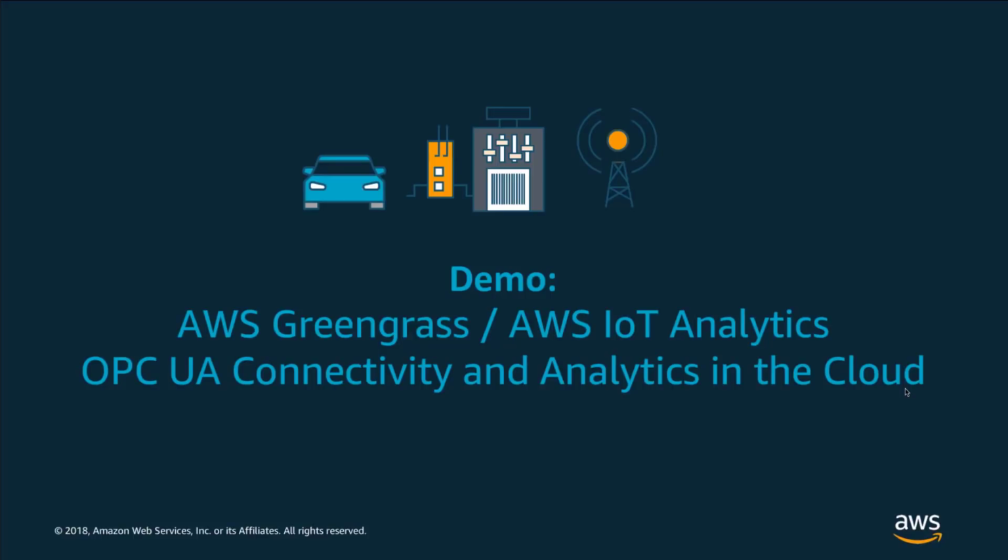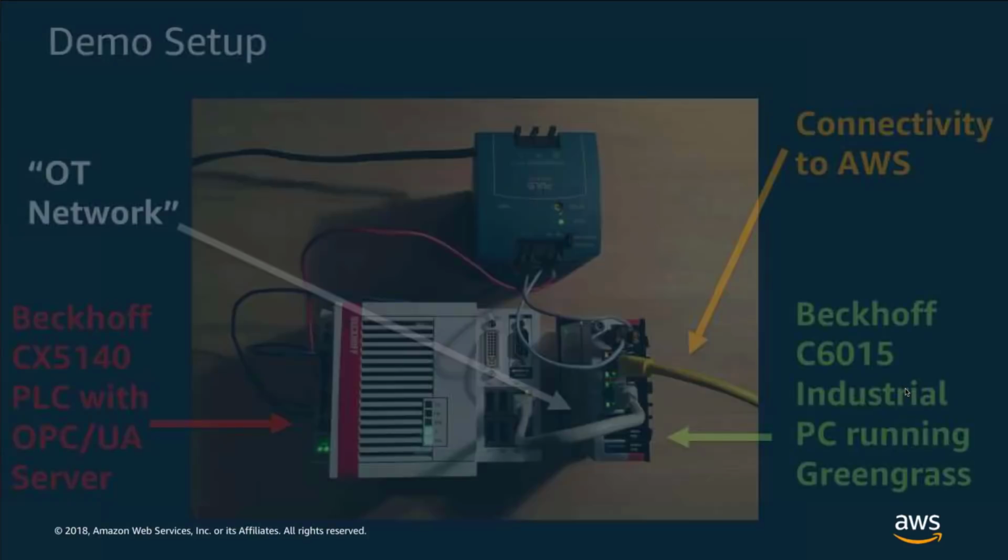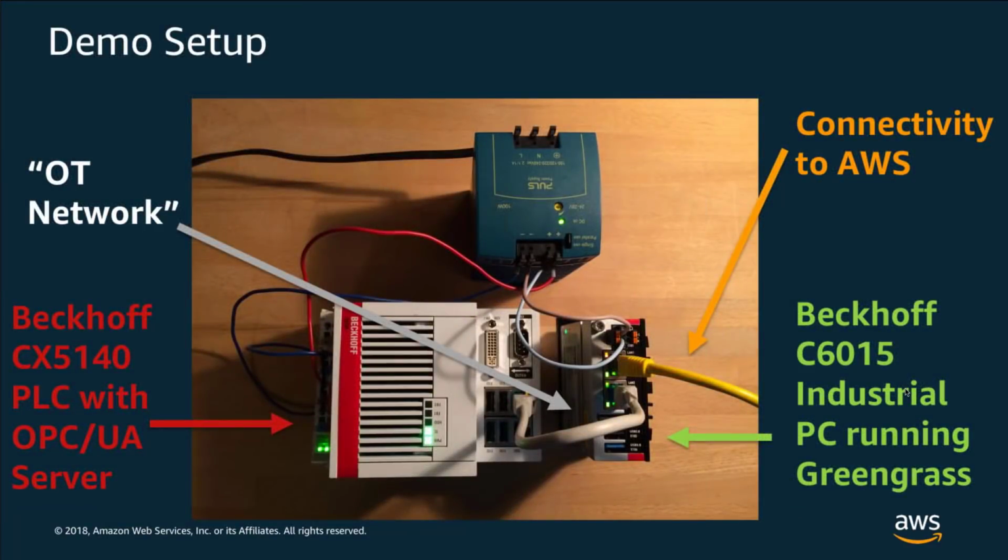My name is Jan Metzner. I'm a special solutions architect for IoT with AWS. So I have prepared a demo where we see Greengrass and AWS IoT Analytics in action. So the demo looks a little bit similar to the picture you've seen before. You see a Beckhoff PLC. We see also a gateway, and you see the power supply, obviously, and you see the different networks.